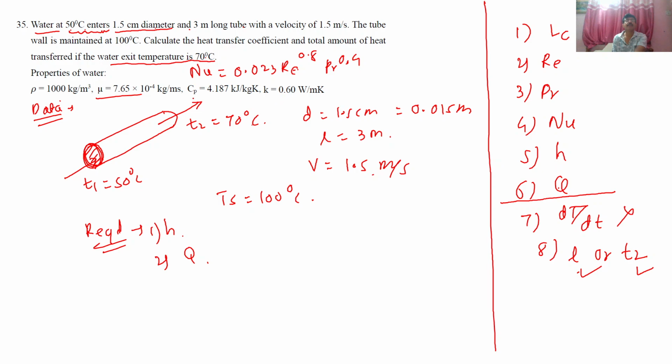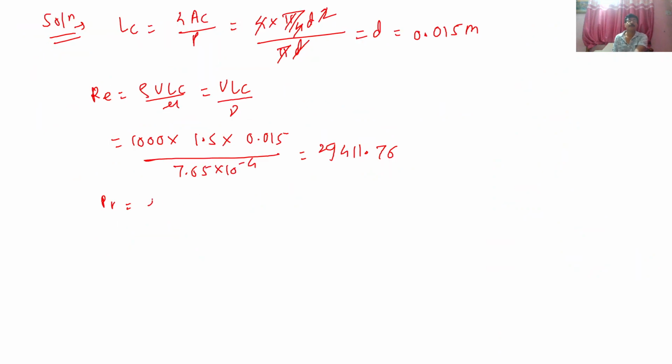Whether it is given directly? I think, see the properties of water, no Prandtl number is mentioned. So naturally you have to go for the formula. Mu Cp by K. This is the first formula. Second formula is mu by alpha. I think the first is going to be used because the mu value is mentioned. So what is Prandtl number?